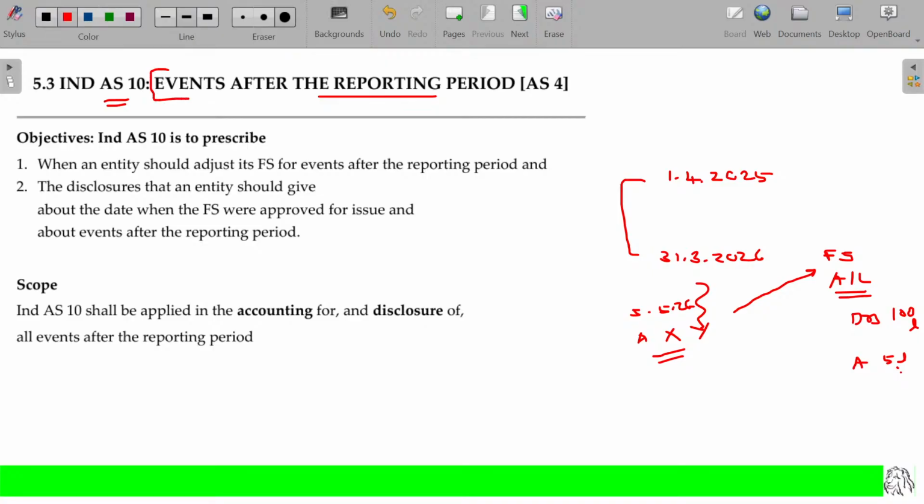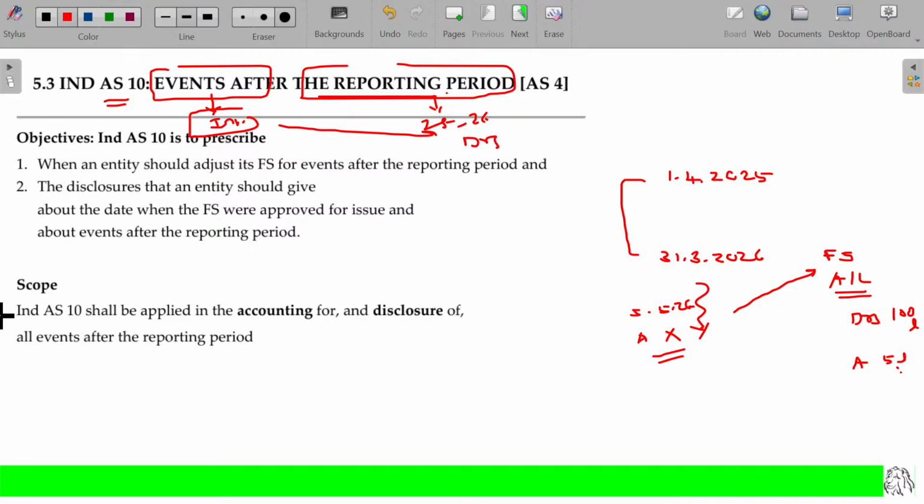Events after the reporting period. Here the event is the insolvency of A. The reporting period being 25-26, because of this event the value of debtors gets affected. How can we treat it? That's guided here.